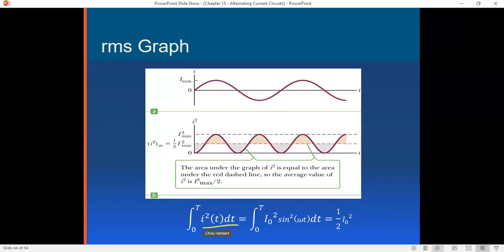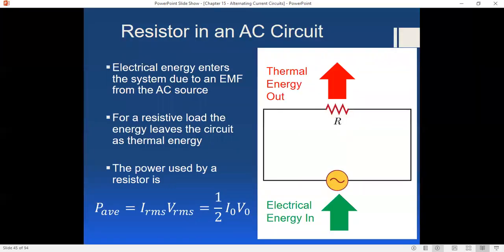Okay, so basically what I'm trying to say here is that if we integrate I squared, where small i is a function of time, and capital I0 squared is the peak. If we integrate this, we get 1/2 the peak, which again is the RMS current squared. Okay. So again, I wanted to concentrate on the concepts here.